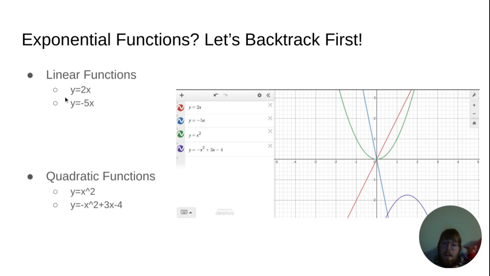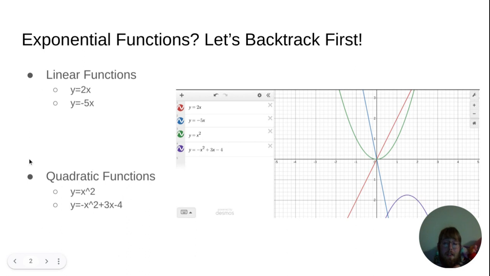We have two linear functions here, y equals 2x and y equals negative 5x. This is represented by our red line and our blue line. These have a constant slope. Our y equals 2x has a slope of 2, and our y equals negative 5x has a slope of negative 5.